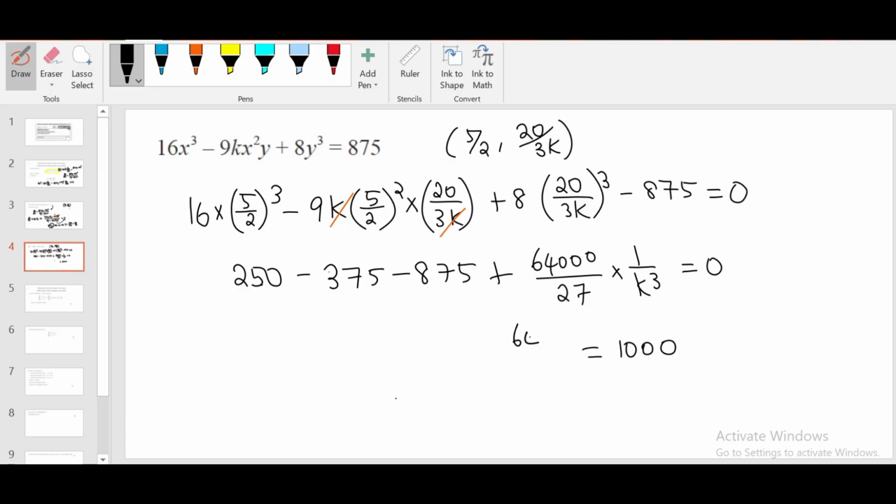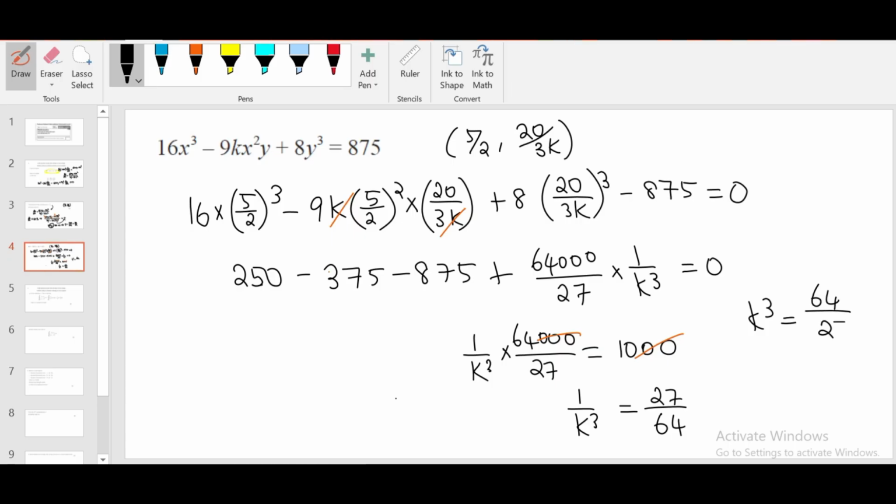We have 64,000 divided by 27, 1 over k cube. So basically you can divide both sides by 1000. So 1 over k cube is going to be 27 over 64. Flip both sides, k cube is 64 over 27. K will be the cube root of 64, which is 4, over the cube root of 27, which is 3. 4 over 3 is the answer.